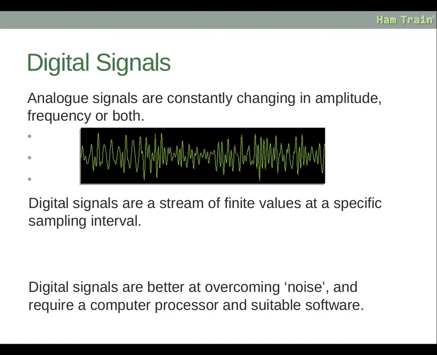Digital signals are a stream of finite values at a specific sampling interval. Digital signals are better at overcoming noise and require a computer processor and suitable software to read them.